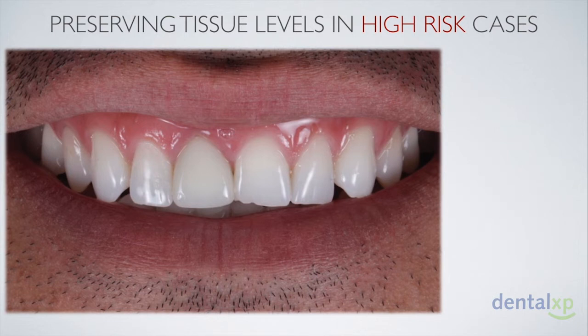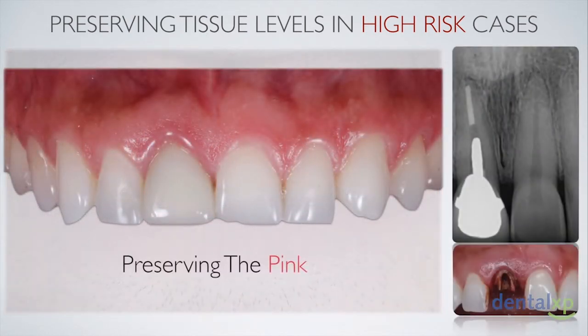This patient presented to us for replacement of tooth number 8, and following crown fracture and severe intercanal decay, this tooth was deemed non-restorable. And you could see we have a high lip line with a thin scalloped architecture, which poses a high risk of recession following tooth removal.